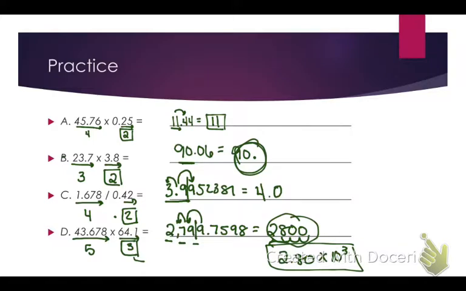For example, let's say it wants 4 significant figures. If this would have wanted 4, we would have put 2.800 times 10 to the third.